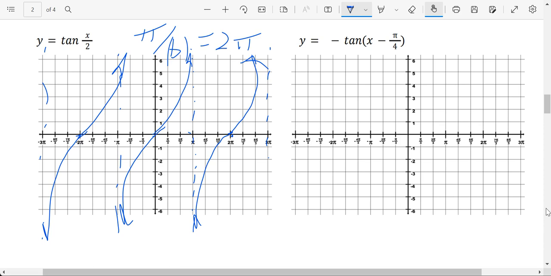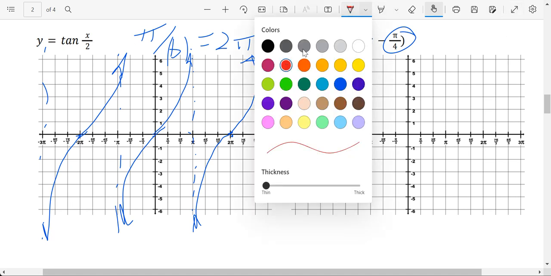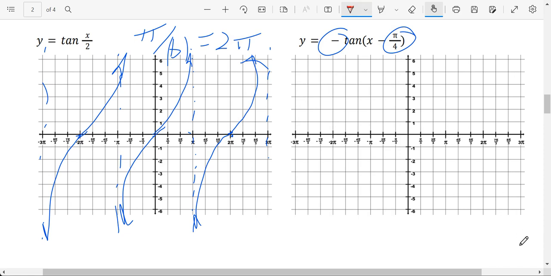And this one, what do we notice here? So we notice a shift to the right by pi over 4. And we also notice this negative right here. Now, what's that do to the graph? Anytime you see a negative in front, it's going to flip the shape of the graph. It's going to do one of these instead. It's going to look like a cotangent graph almost, just in regards to the shape of each of the individual lines.